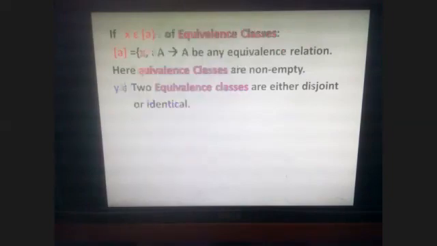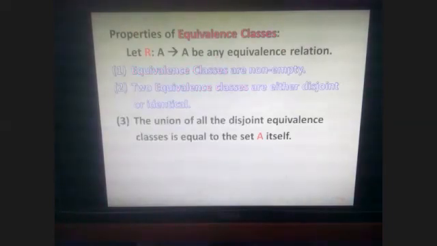So equivalence classes are identical or they are disjoint. Well, the third property is that the union of all the disjoint equivalence classes is equal to the set A itself. That is quite obvious.